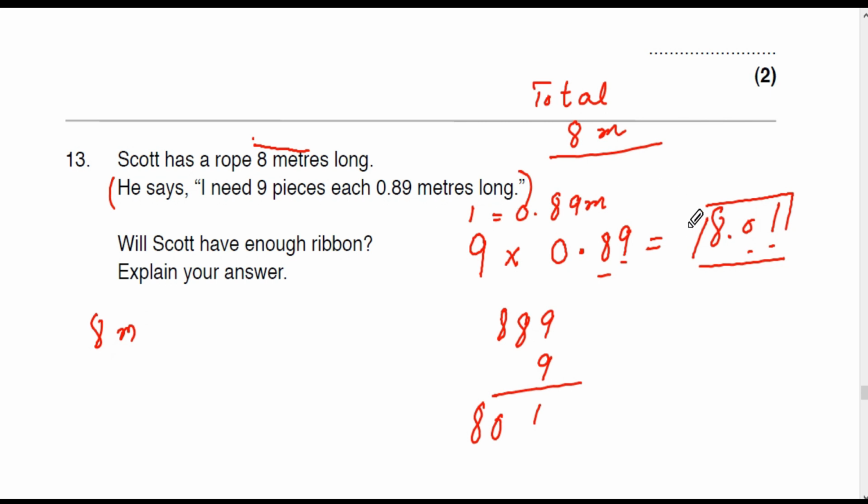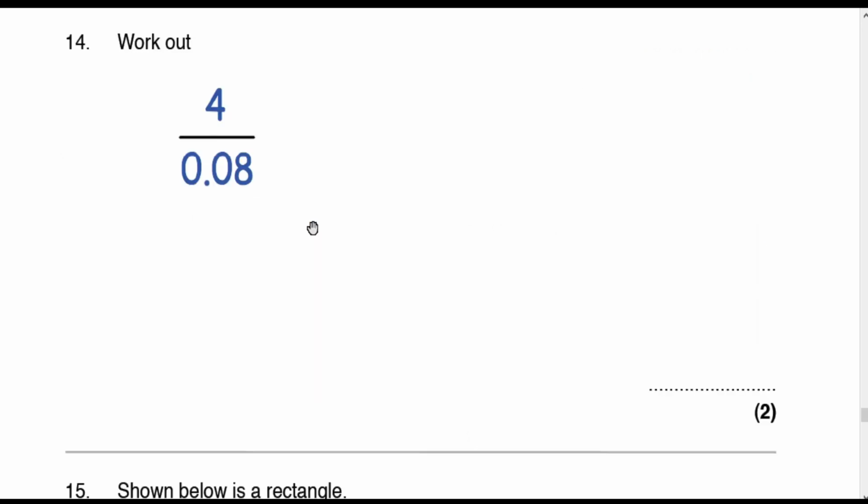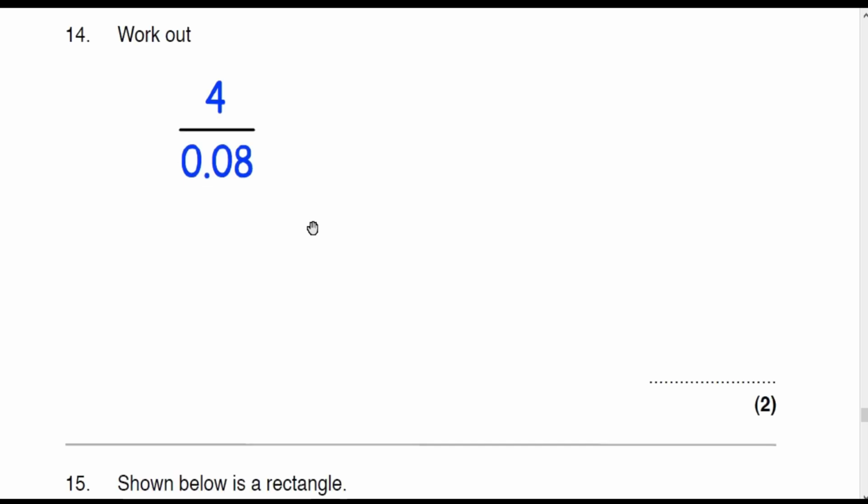So how much does he have? He has 8 meters long. So this is just exceeding by 0.01. So it means that he is short of ribbon, by 1 centimeter.